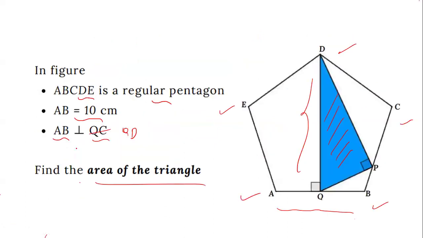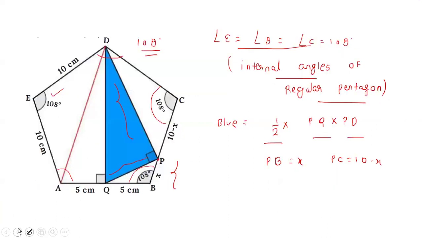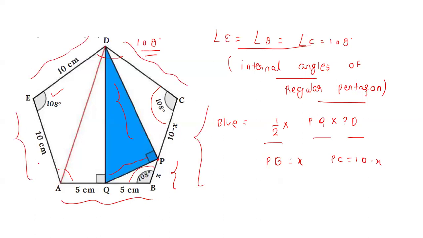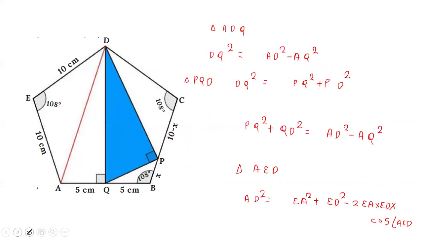In the problem, it is given that the side of the pentagon is 10 centimeter. So this is 10 centimeter, this is also 10, this is also 10, this is also 10, and this is also 10, because it is a regular pentagon, so all sides are equal. Let's say PB is X. So the remaining PC is 10 minus X because the whole length CB is 10 centimeter.